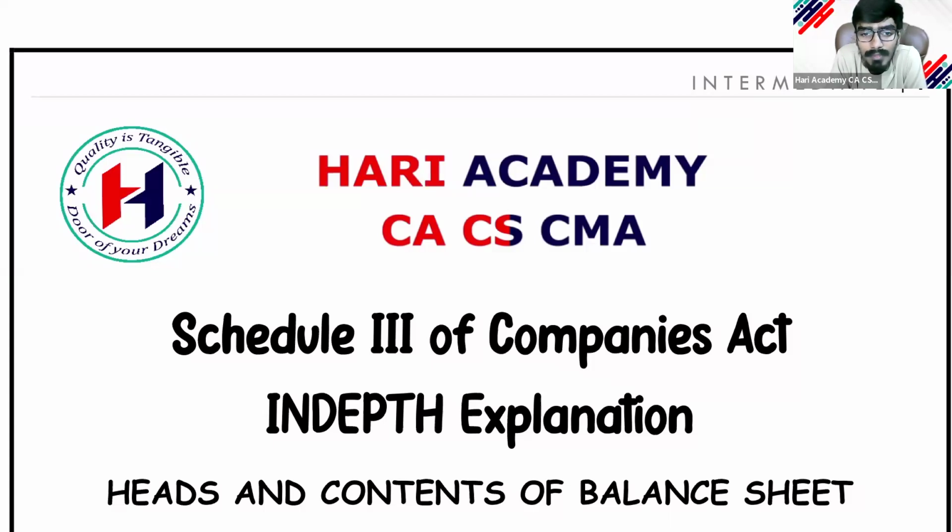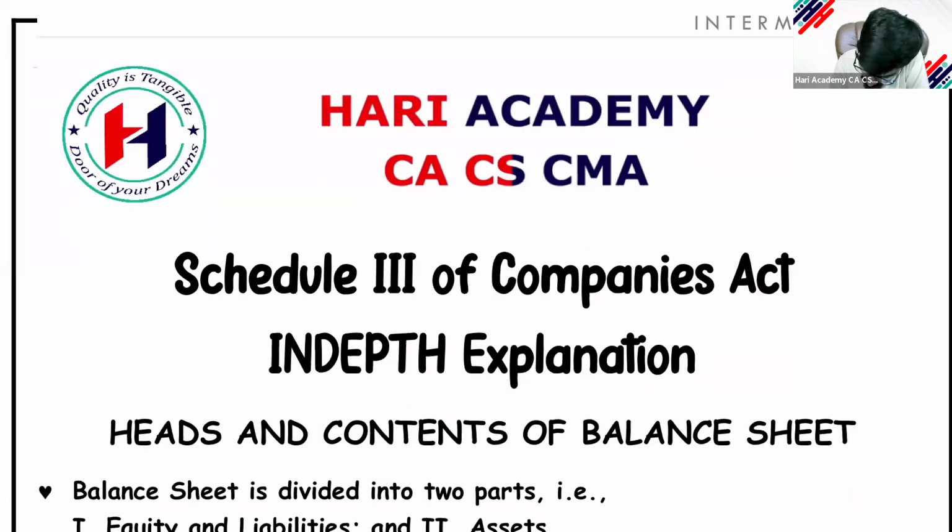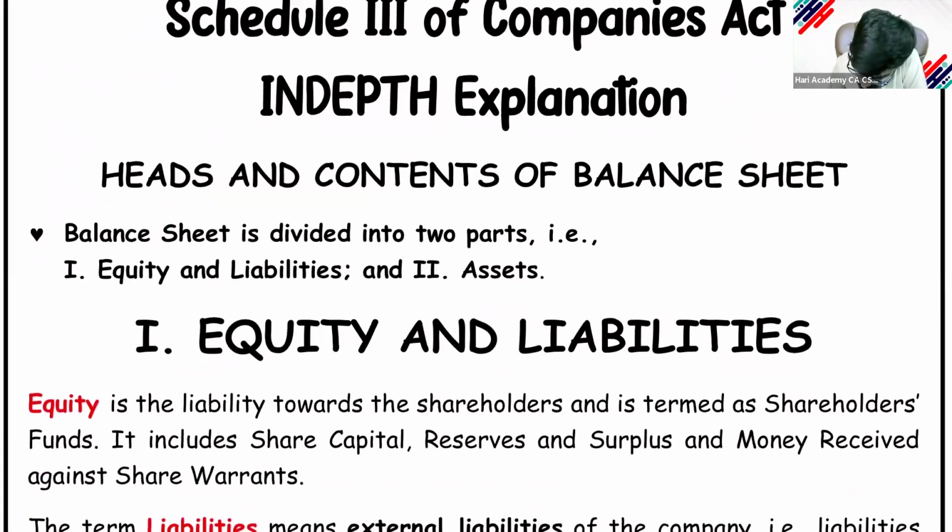As we are progressing, in the previous session we completed somewhere around till plant and machinery. Now we are going to start with an in-depth explanation of each item in the balance sheet. First, we'll start with the heads and contents of the balance sheet.